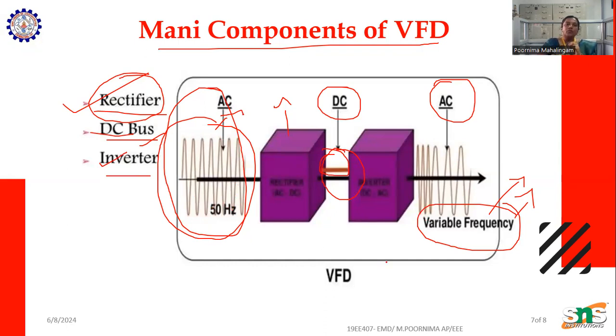The main components: one is the rectifier, which converts AC supply to DC supply; the next is the DC bus bar, which transfers the DC supply from one place to another; and the next is the inverter, which converts DC supply to AC supply.